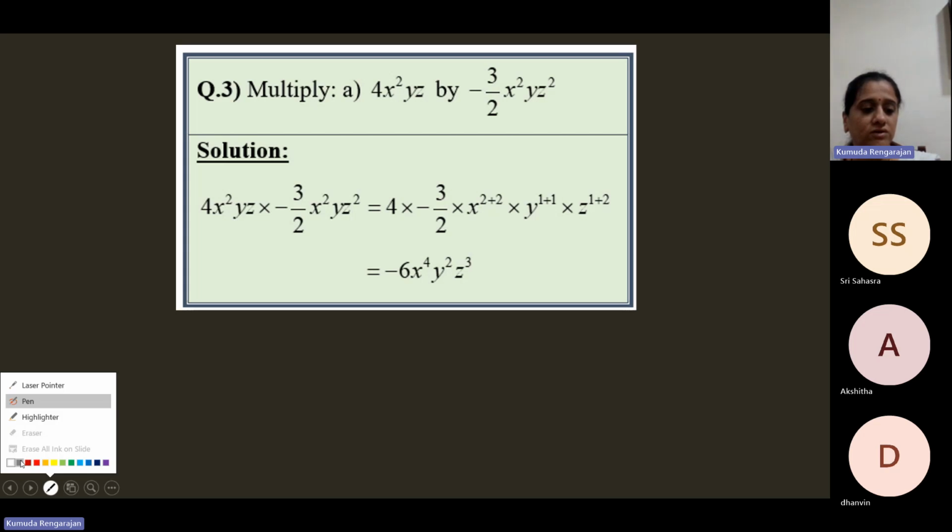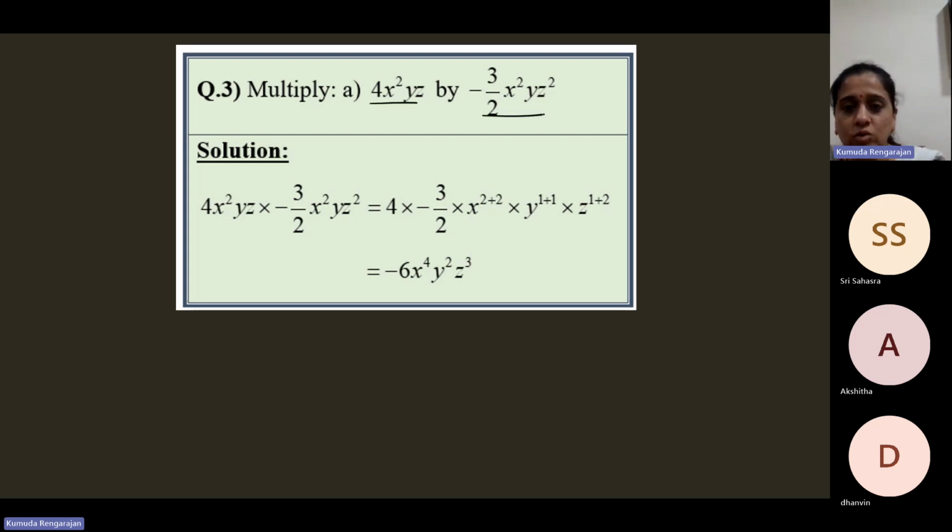Now here you can see monomial, monomial. 3 by 2 x. This is the sign for 3 by 2. Now this is not a separator. There's nothing before this. So this minus is not a separator. So you can see 3 by 2 x square y z square is a monomial.